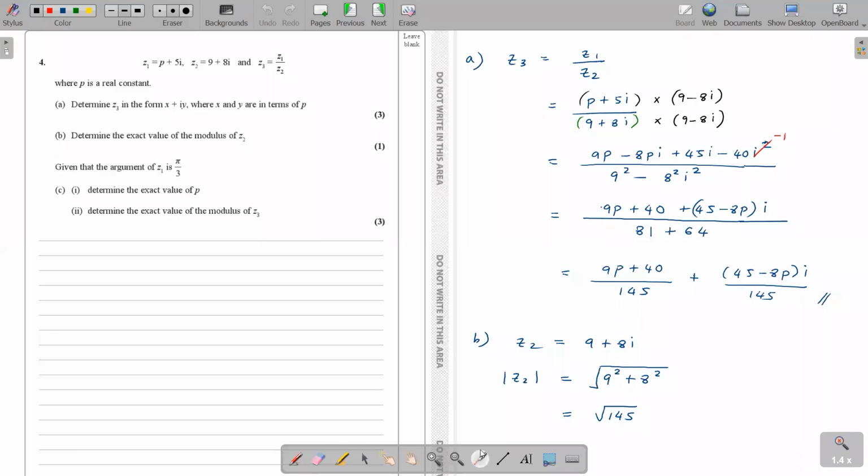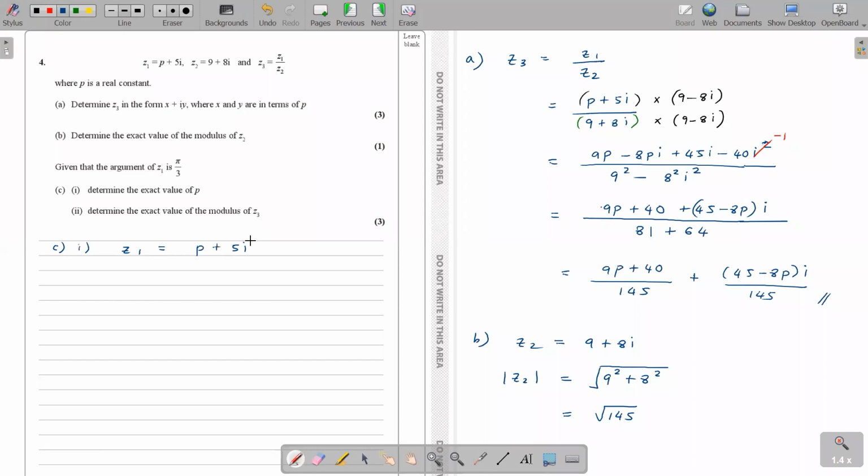Okay, moving on to part C. Given that the argument of z1 is pi over 3, determine the exact value of p. Okay, so it's the argument of z1. Okay, how do we normally get the argument? So the argument, now z1 is given as p plus 5i, right?